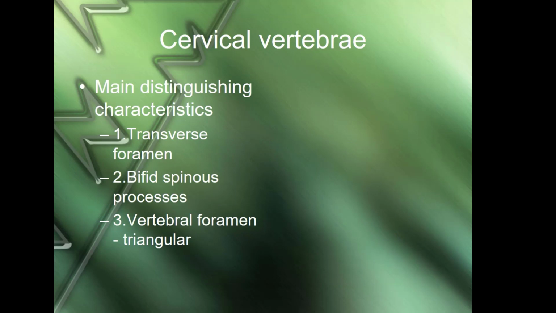Now, we'll take the cervical vertebra. The main distinguishing characteristic of the cervical vertebrae is that they all have a transverse foramen. Also, they have a bifid spinous process. And again, the third characteristic is that the vertebral foramen is triangular in shape.